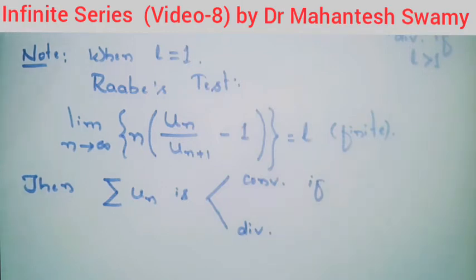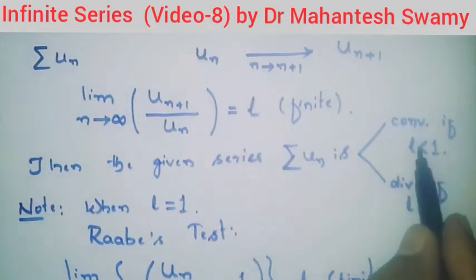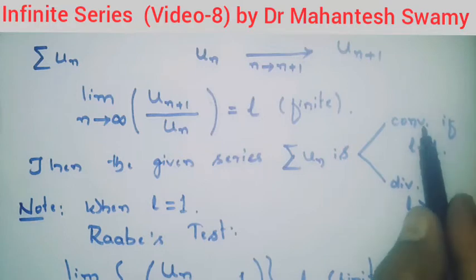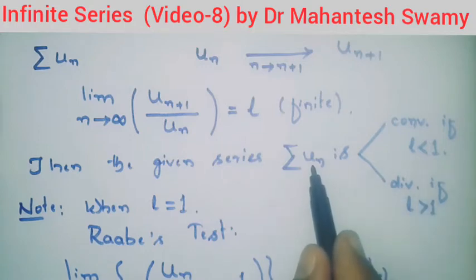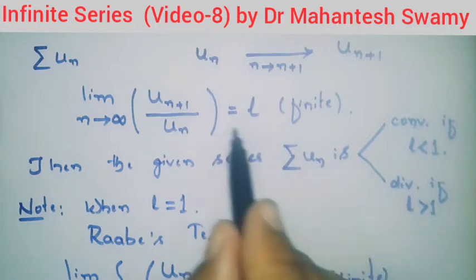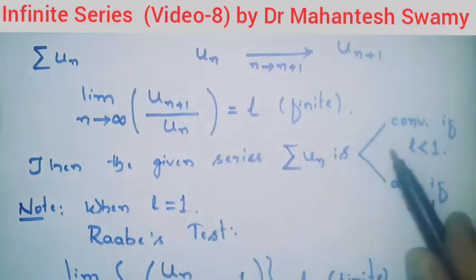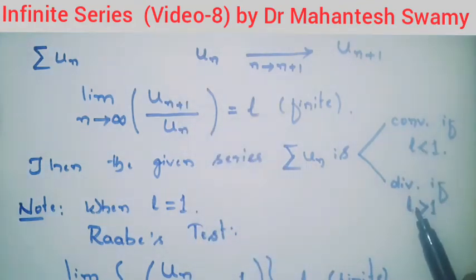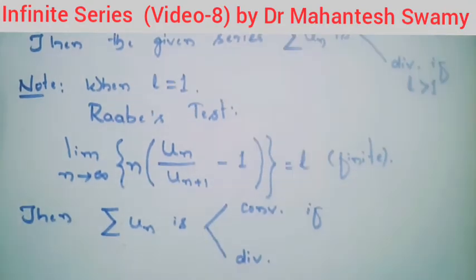In the previous case, the ratio test, when the limit was less than 1, we said that the series converges. When the limit is greater than 1, we say that the series is divergent. But in Raabe's test, we have taken the reciprocal. Therefore, the condition also reverses. So that is the distinction we have to identify between Raabe's test and the ratio test.